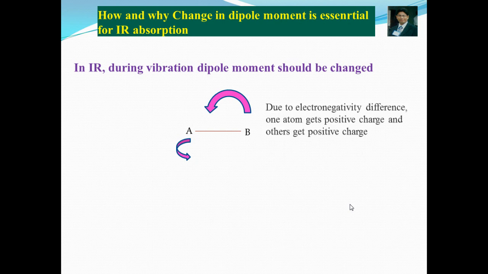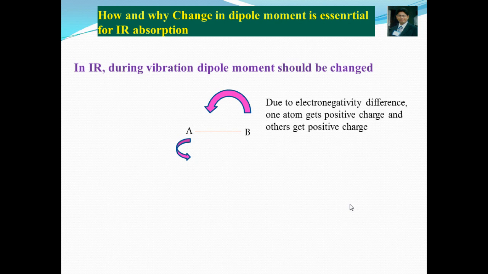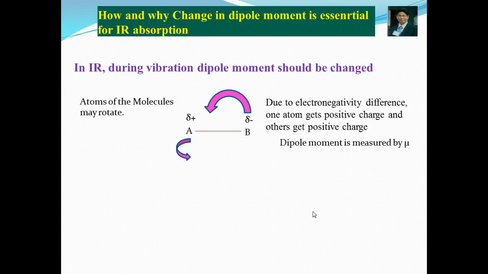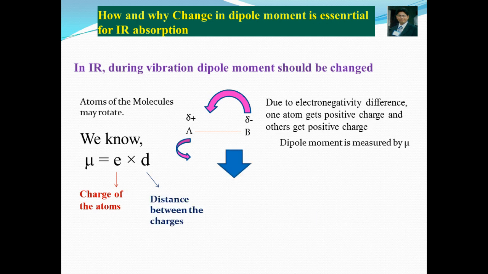Now consider a molecule containing A and B. Due to electronegativity difference, one atom gets positively charged and the other gets negatively charged. Dipole moment is measured by mu. Now the atoms of the molecule may rotate. We know mu is equal to e into d, where e is the charge of the atoms and d is the distance between the charges.